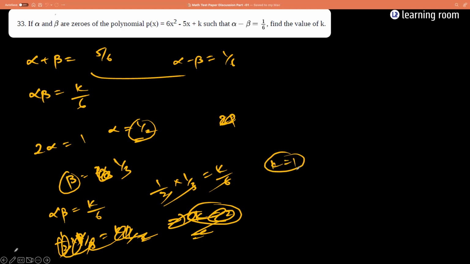Let me check the answer. K is 1. Sir, I actually did it as alpha minus beta equal to the root of alpha plus beta whole square minus 4 alpha beta. Yeah, that also you can use. But you need to use a square root. That also you can use.